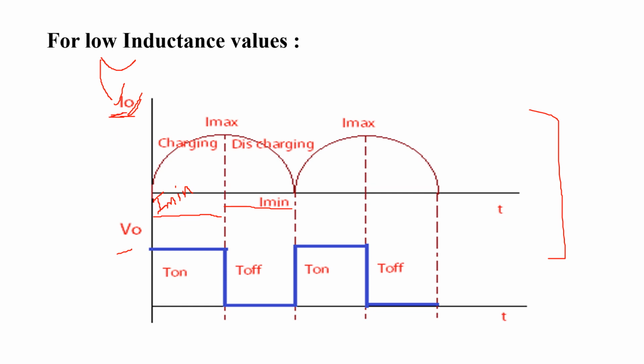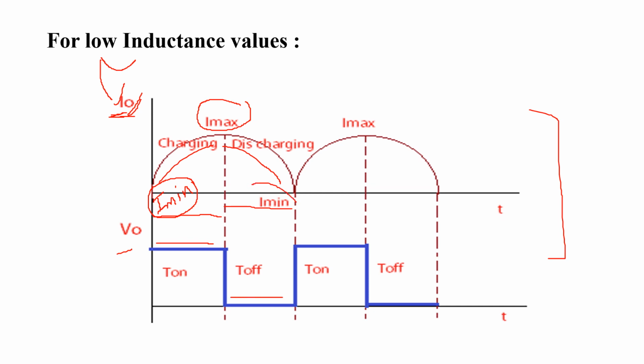Whenever the load current reaches the minimum value, that is I minimum, the chopper starts conducting and we get the output voltage across the load. Again, whenever the load current reaches I maximum, that is the maximum charging current, the chopper starts commutating and we get the discharging current, and the voltage across the load is 0.